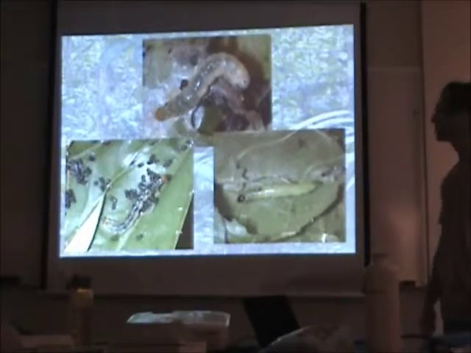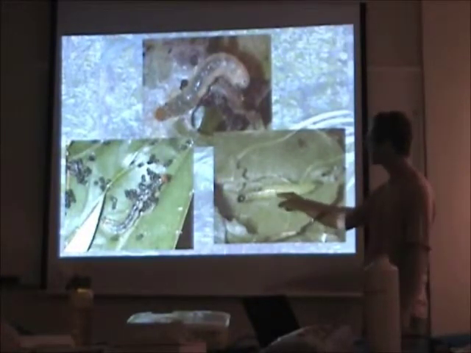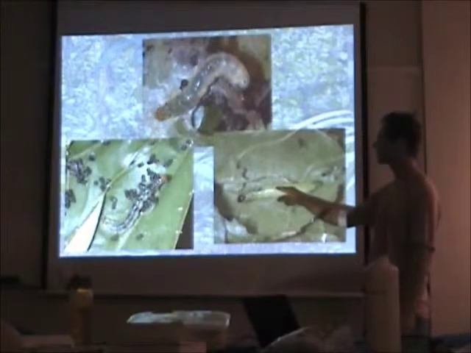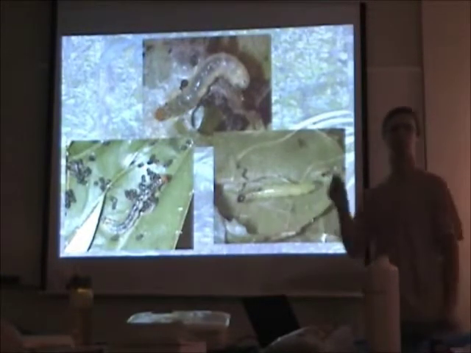Here's some more pyralids. I like to show this one because there are a bunch of parasitoids inside of here. Kind of hard to see, but each one of those white things that's about that big is a parasitoid.